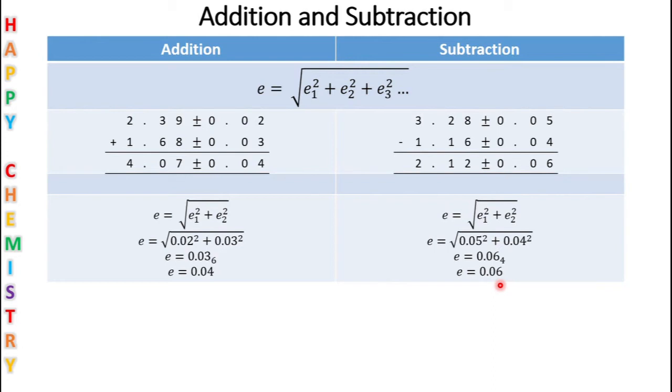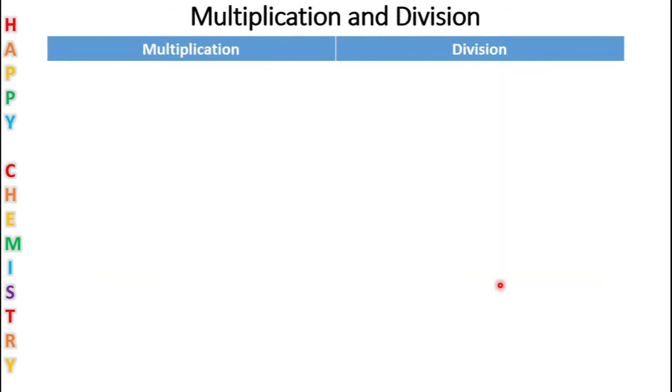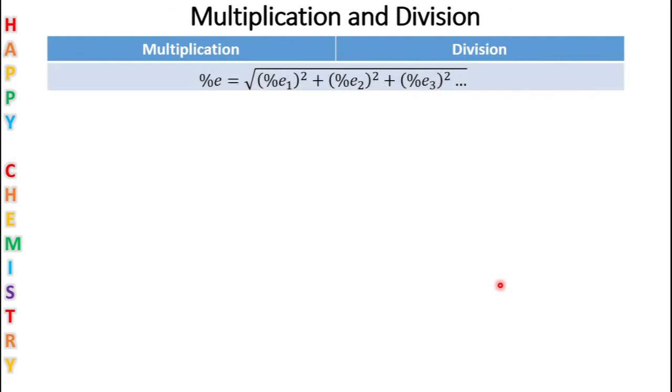Now we will look at multiplication and division. In multiplication and division, resultant percentage uncertainty is calculated. Here, the square of each individual percentage uncertainty is added up and square root is calculated to get the resultant percentage uncertainty. We will see an example for multiplication.